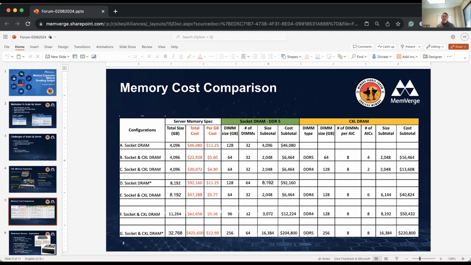So the next slide is actually the money slide. As Frank mentioned, we have been working with some customers on how to enable scaling up their compute node within their budget. This table is just comparing the different configurations. I'll go through the table columns first. These three columns are the total capacity, or the size of memory on a system, the total memory cost, and the per gigabyte cost. These are the memory slots or DIMM modules we populate on the motherboard.